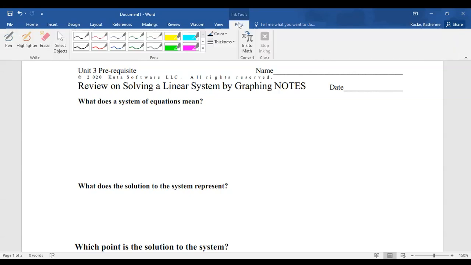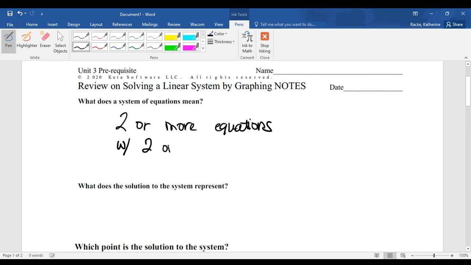All right, guys, again, some more review for Unit 3. So we're going to review solving a linear system by graphing today. So what does a system of equations mean? A system of equations is two or more equations with two or more unknowns. And we'll talk about this more here in a minute.